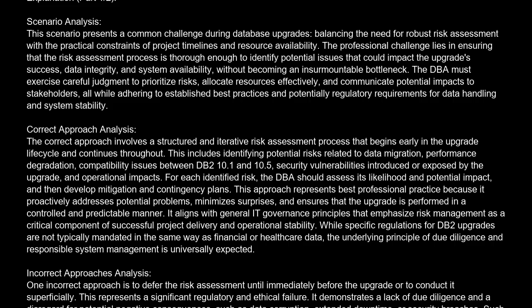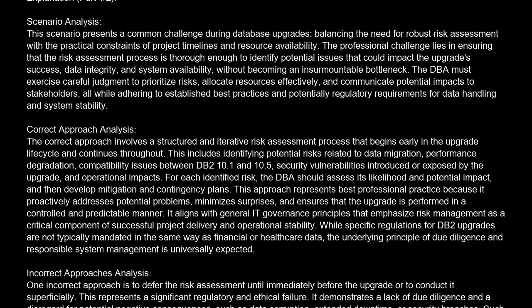The professional challenge lies in ensuring that the risk assessment process is thorough enough to identify potential issues that could impact the upgrade's success, data integrity, and system availability, without becoming an insurmountable bottleneck. The DBA must exercise careful judgment to prioritize risks, allocate resources effectively, and communicate potential impacts to stakeholders, all while adhering to established best practices and potentially regulatory requirements for data handling and system stability.